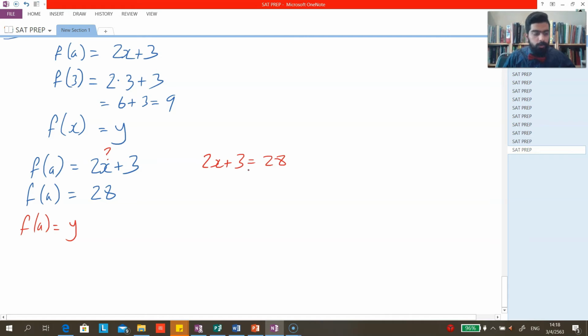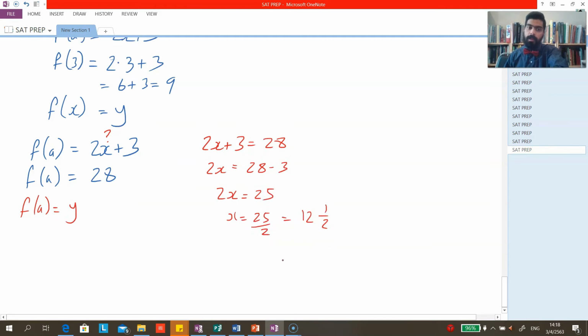And now what we do is we solve. It's pretty straightforward. We solve for x. So we have 2x is equal to 28 minus 3. 2x is equal to 25. X is equal to 25 over 2, and we can also write this as a mixed fraction if you want, which would give us 12 1 over 2, or 12 and a half guys.